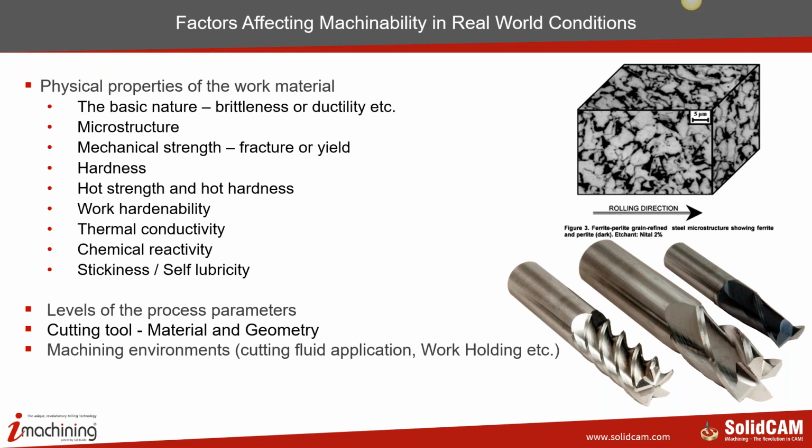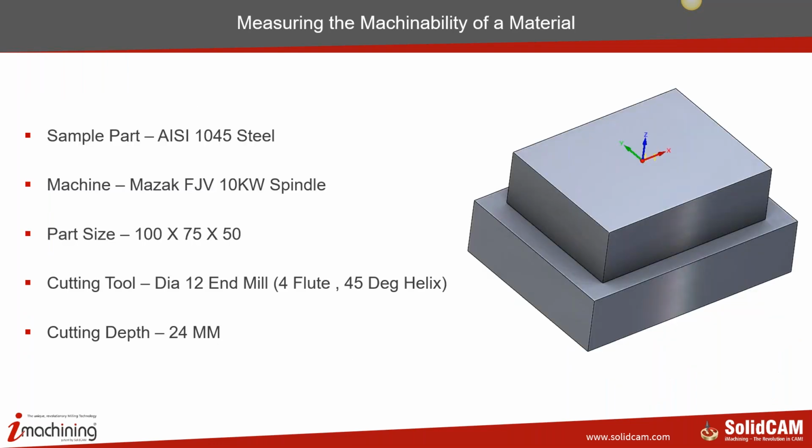So here we need to specifically tell iMachining how we are going to determine the machinability of a material. It's very simple. For example, I take the sample material, in this case, let's say it's AISI 1045 steel. I have a Mazak machine, let's say with a 10 kilowatt spindle, that's continuous. Part size is 100 by 75 by 50. This has to be done by the customers for every batch of the material they receive, because batch to batch, the machinability could vary. Cutting tool is a diameter 12 with four flute 45 degree helix. Cutting depth is approximately 24 millimeters.